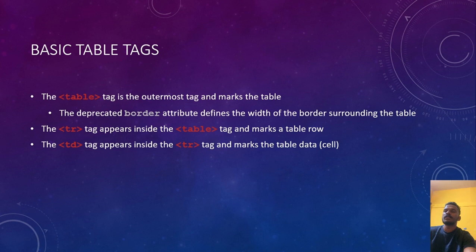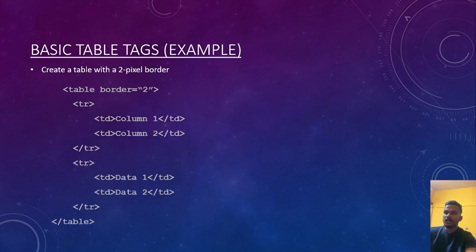So, basic table tags example: create a table with a 2 pixel border. A 2 pixel border means you will get two borders, the inside border and then the outer border. So table border 2 indicates that, and tr indicates the table row. It's creating a first row. In the first row we have table data, column 1, which will be the first column, and then table data, column 2, the second column, and then the closing tag for the table row.